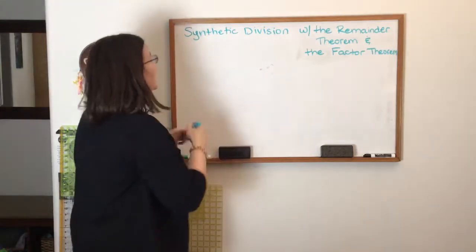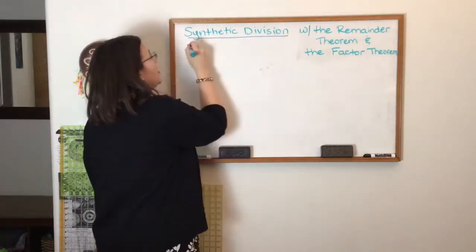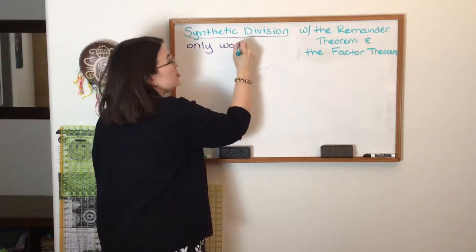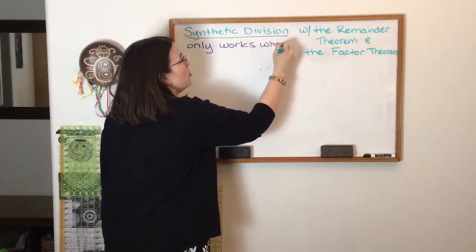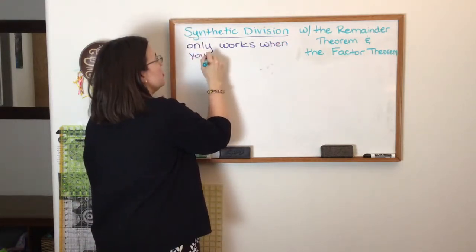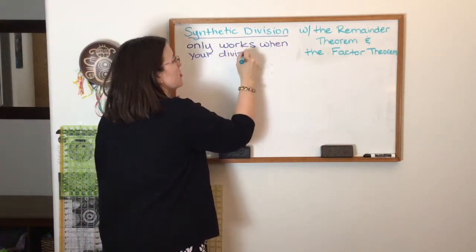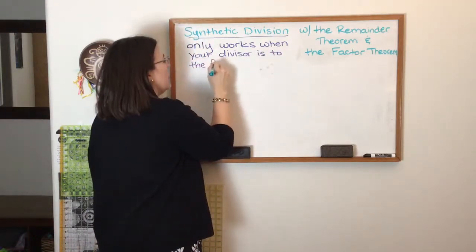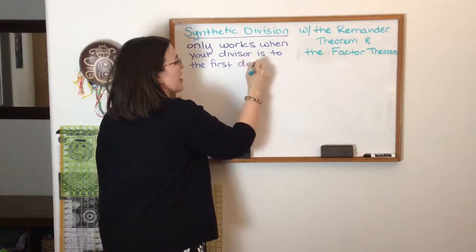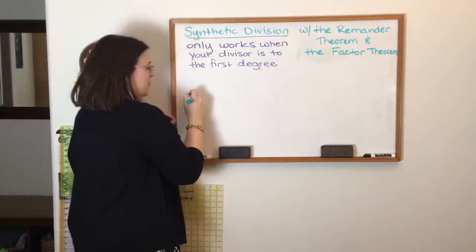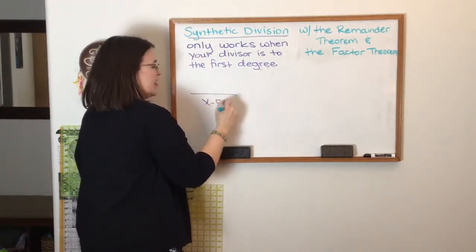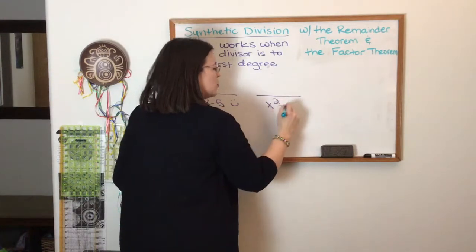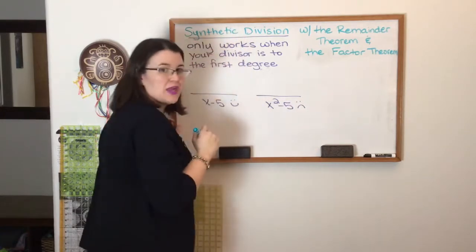All right, so synthetic division only works, or I should say works best, or really should be used when your divisor is to the first degree. And what I mean by that is, if I'm dividing by x minus 5, that's okay to synthetically divide. If I'm trying to divide by x squared minus 5, that's not okay to synthetically divide.